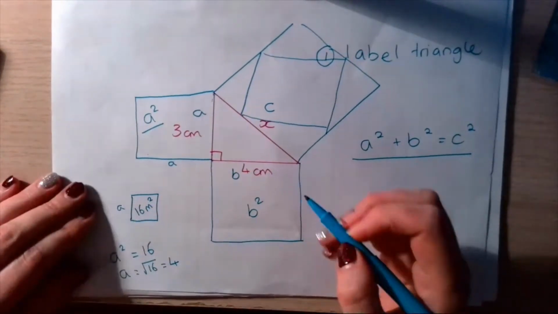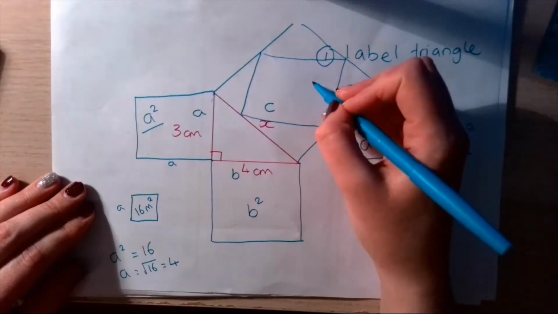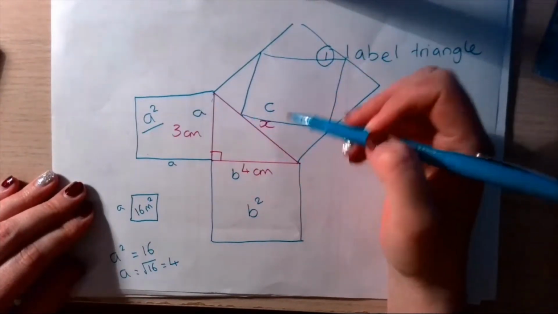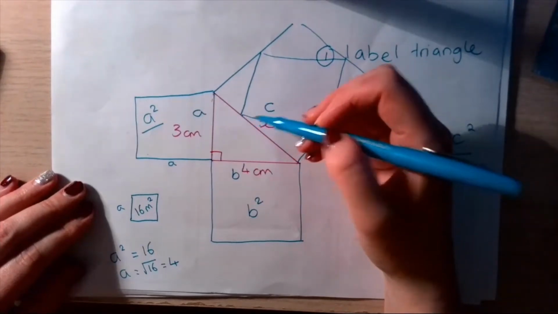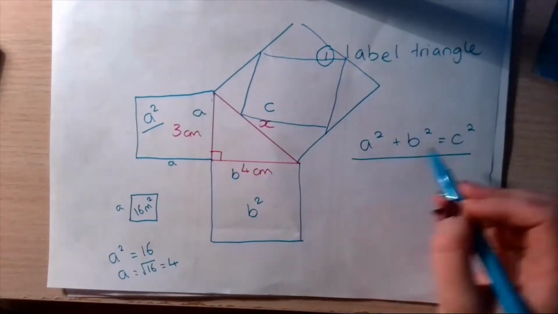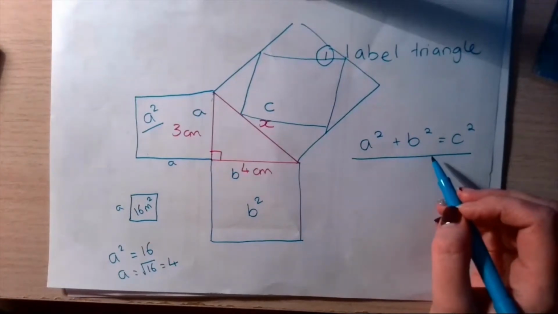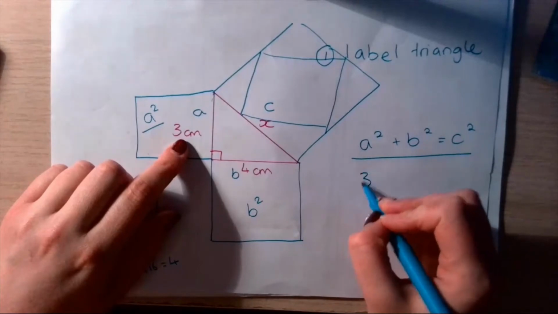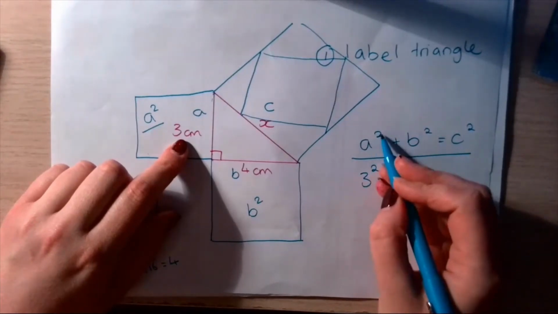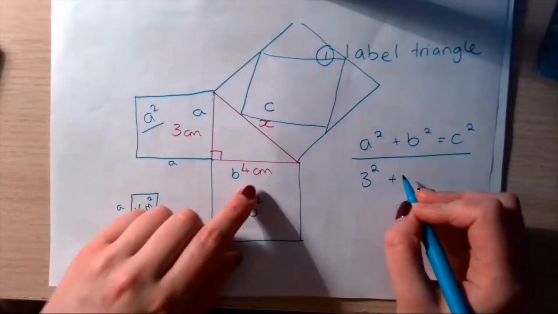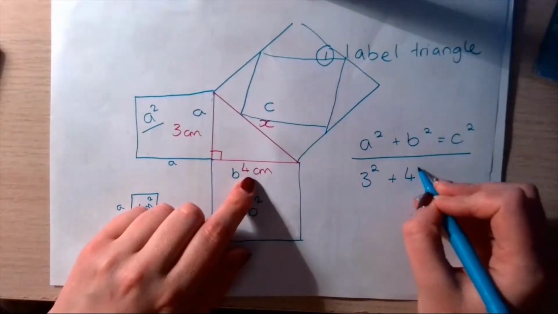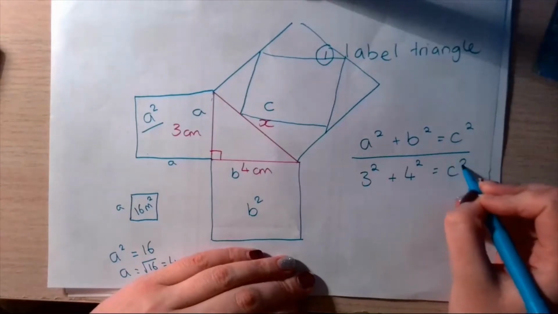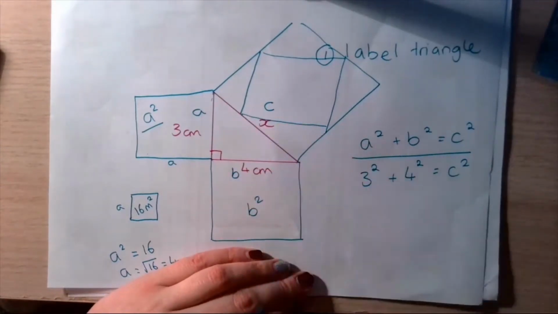And it's the same thing here. If we know what C squared is, that's the area of the whole square. To find one side, we're going to have to square root it. So that's what this formula here tells us. So I'm going to plug in some numbers now. We've got A, which is 3 centimetres, so we've got 3 squared, because it's A squared, plus B, which is 4 centimetres, 4 squared, equals C squared. Now we don't know what C is yet, we're still looking for that one.